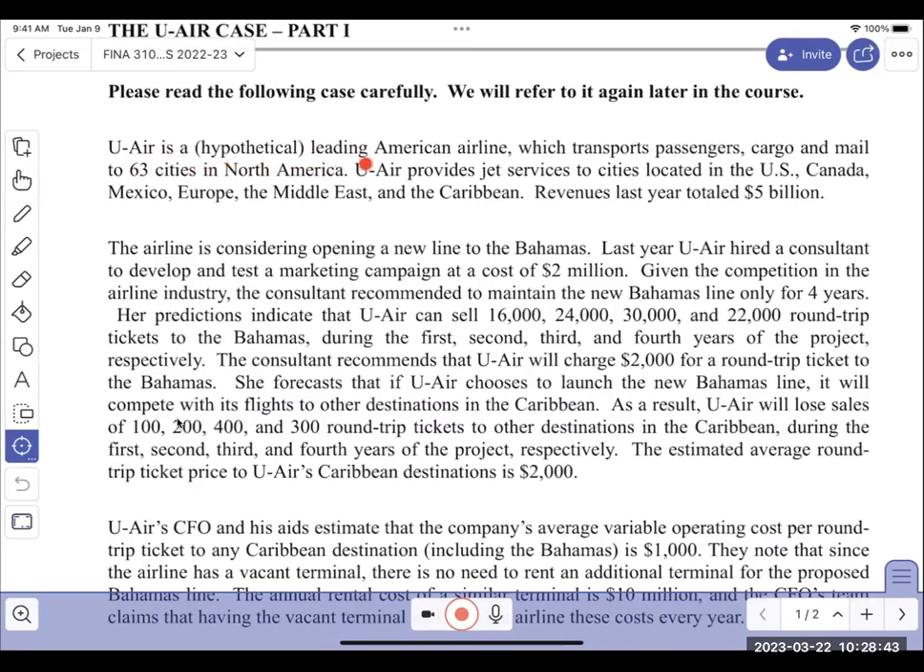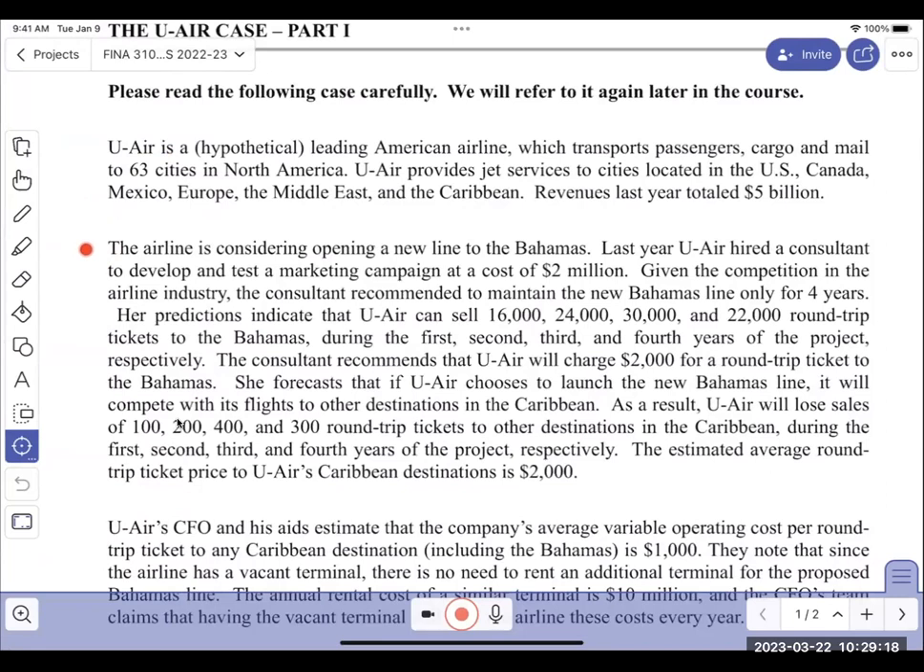UAir is a hypothetical leading American airline which transports passengers, cargo, and mail to 63 cities in North America. UAir provides jet services to cities located in the US, Canada, Mexico, Europe, the Middle East, and the Caribbean. Revenues last year totaled $5 billion. The airline is considering opening a new line to the Bahamas. Okay, so this is the project.